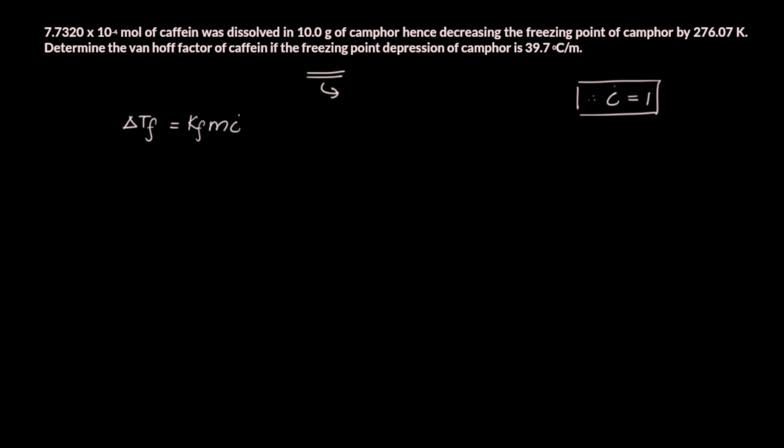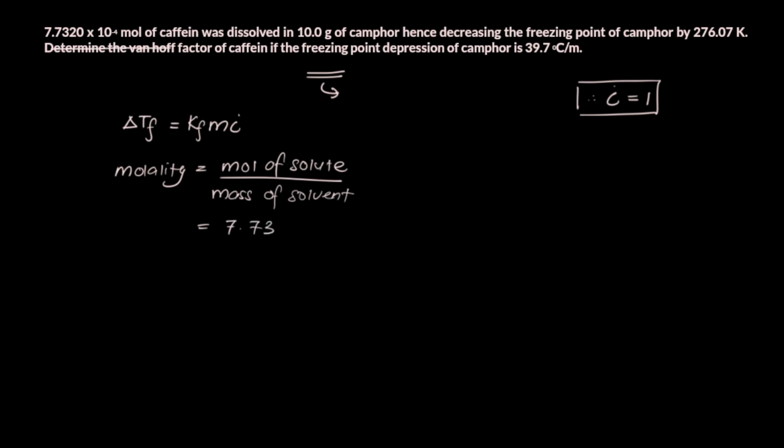The first thing that we are going to do is to find the molality. Molality is equivalent to moles of solute divided by mass of solvent. Your solute is the caffeine, and it is given in moles already, so you just have to plug in this value, 7.7320 times 10 to the power of negative 4, divided by the mass of solvent. Your solvent is camphor, so it is 10 grams. You need to convert to kilogram, so divide it by 1000. So you will get the molality equivalent to 7.7320 times 10 to the power of negative 2 molal.